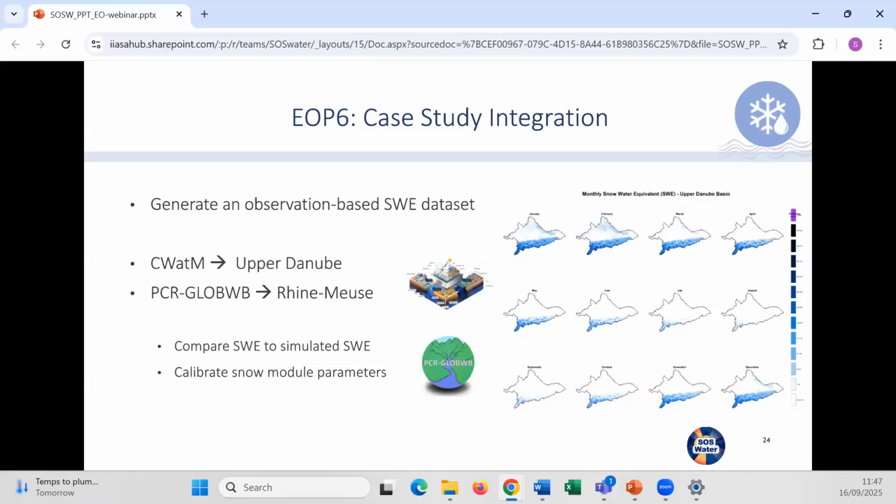The next step will be to generate this observation-based snow water equivalent data set and use it within CWAT-M to compare and calibrate the snow module. The same applies to PCR-GLOB with the Rhine, and this will happen in the coming few months. And now I will give the floor to Daniel. Michi again.